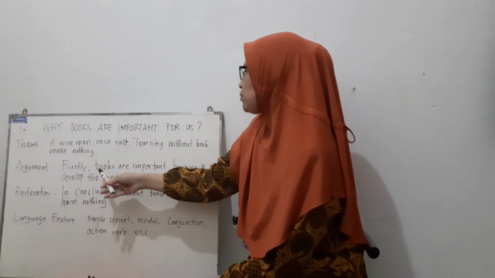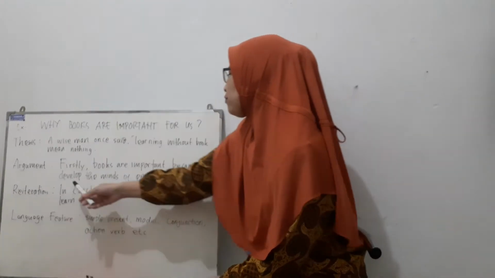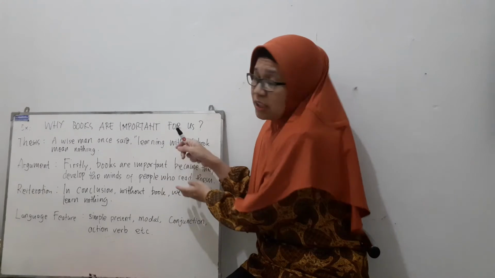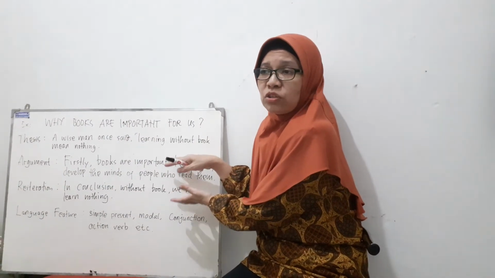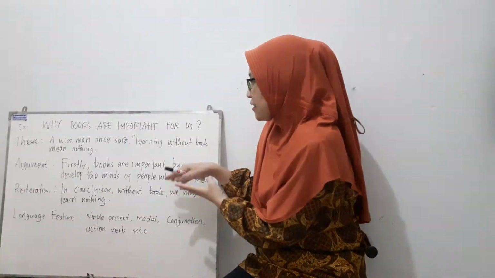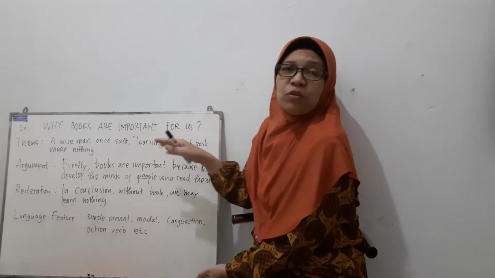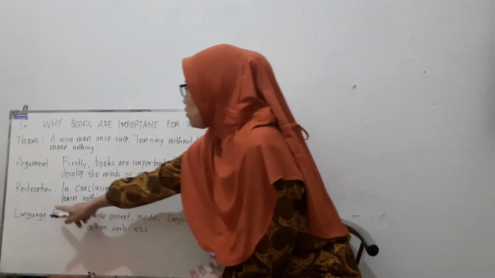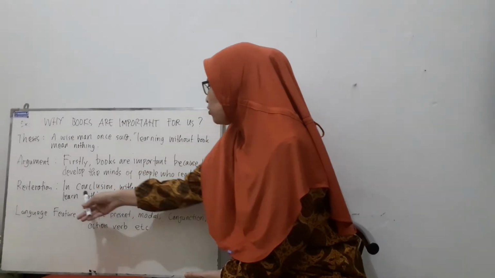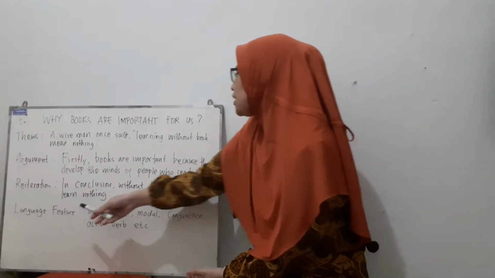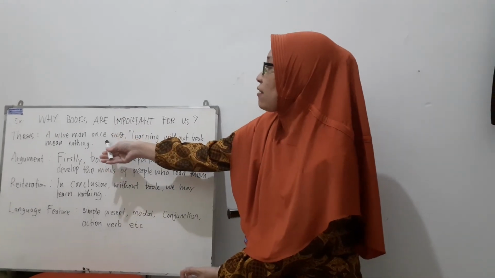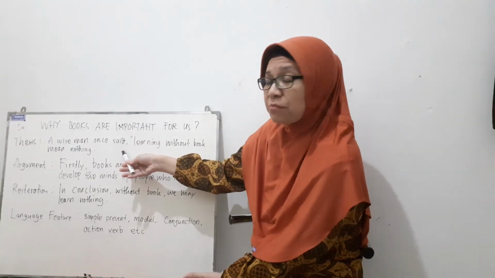For example, firstly, books are important because they develop the minds of people who read them. And then you can develop this argument with supporting sentences, more than 2 or 3 sentences. Argument in this case can be more than one. Okay, and then followed by reiteration. The example of reiteration: in conclusion, without book we may learn nothing. So in this case, reiteration restates the writer's thesis from the first paragraph.